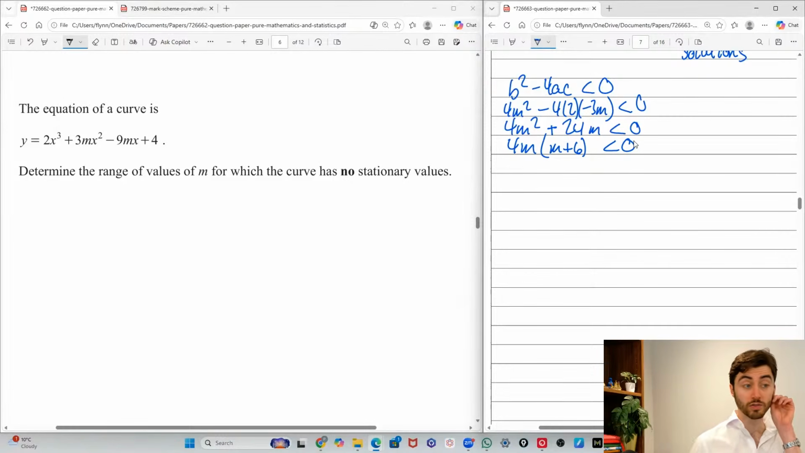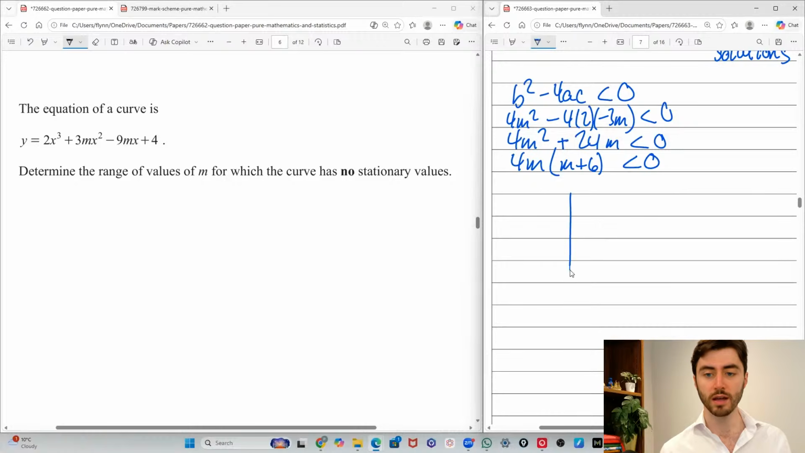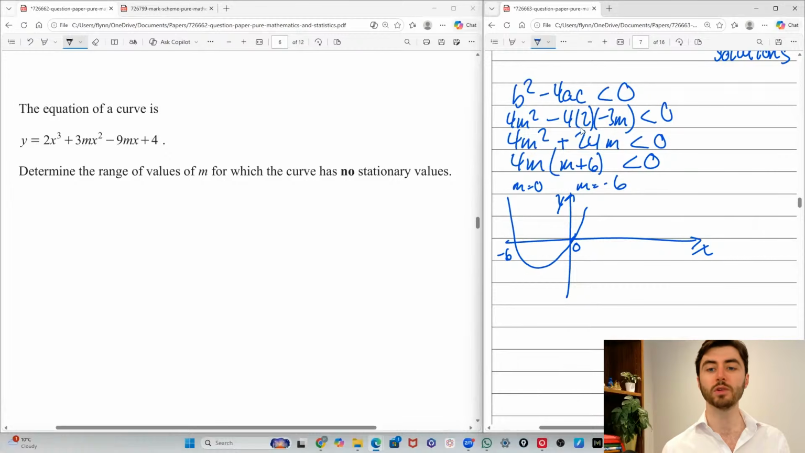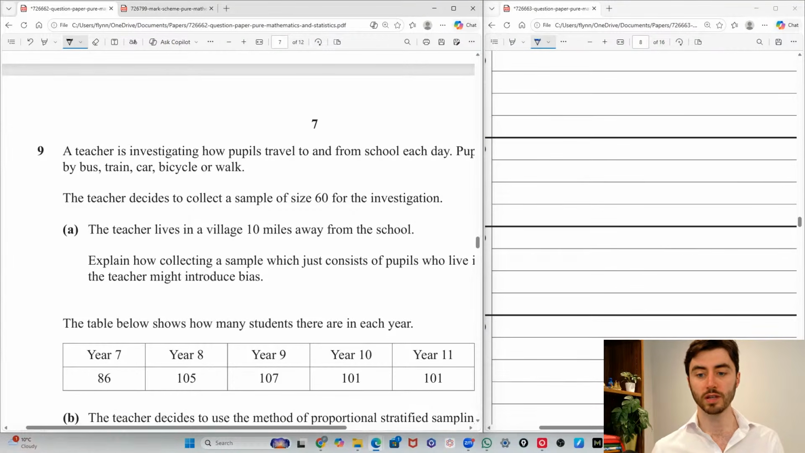And I know with quadratic inequalities, the way to do it is to factorize so you can get the 0 values so that you can sketch the graph. So m would be equal to 0, or m would be equal to minus 6. So the graph would look something like this. And we're looking for where this thing is less than 0. So we're looking for this bit in between. So that means that m is between minus 6 and 0. Great. Moving on to question 9.